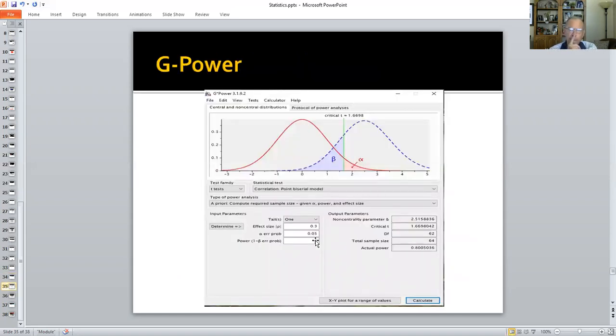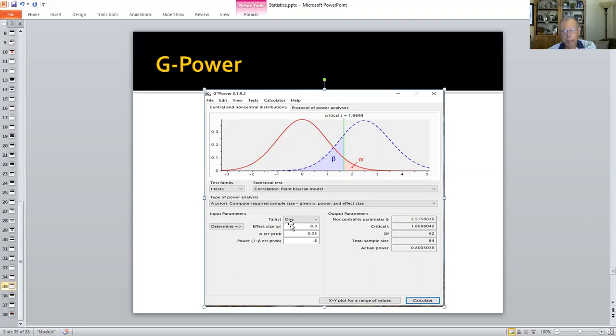Here's G-Power. I'm not saying this is easy, but it's what it is. Here, we're asking a question: how many do we need? And here's our answer right there. We need 64, okay? We need 64. But how do we get there?